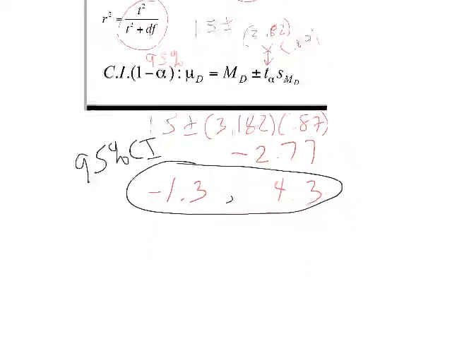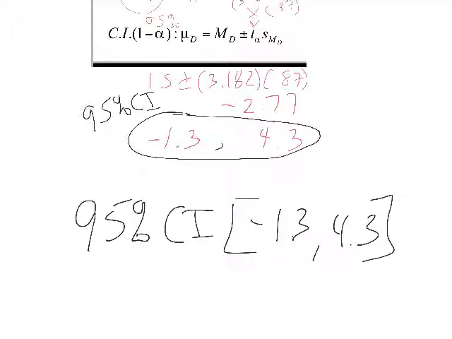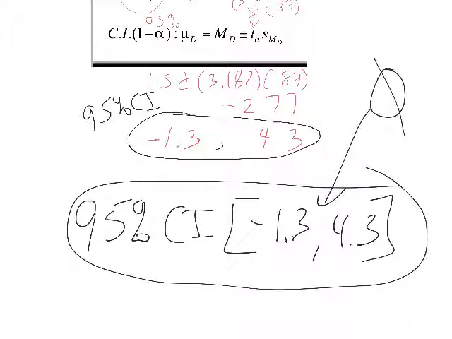I'll write this slightly differently. 95% CI with brackets, negative 1.3, 4.3. Note that 0 is a possible value here. So again, we're saying we're 95% certain that the true population value, this mean difference, is between negative 1.3 and 4.3. So we're saying it could go in either direction, or it could include 0. So we don't reject the null, and this is, again, reiterated in this 95% confidence interval here.